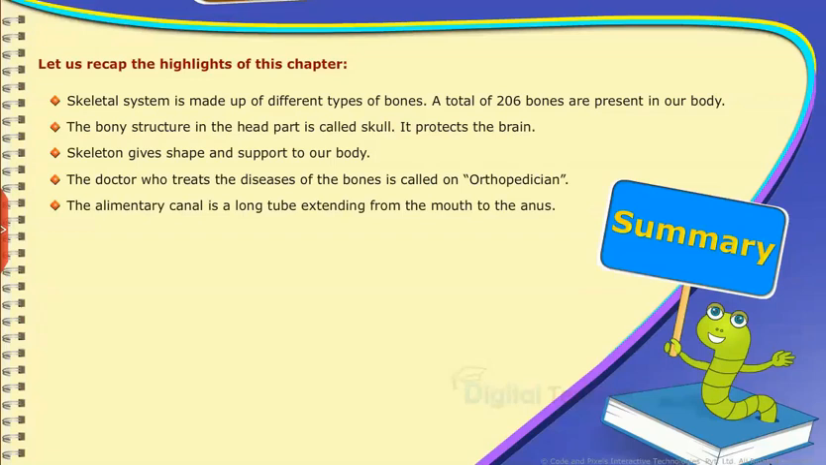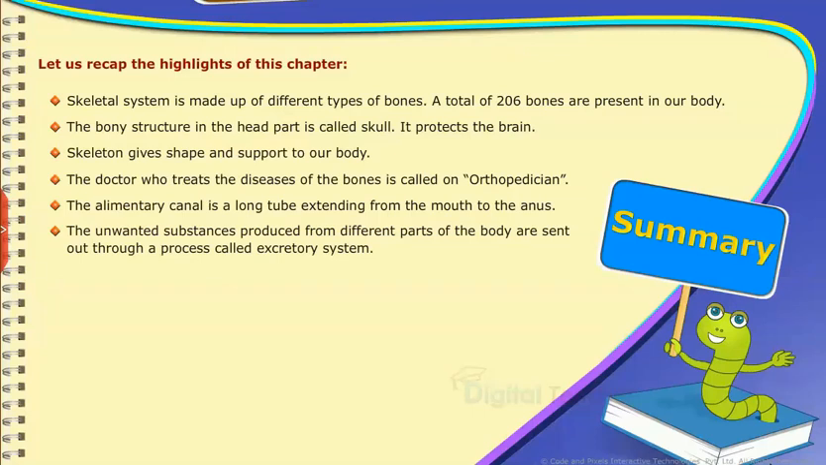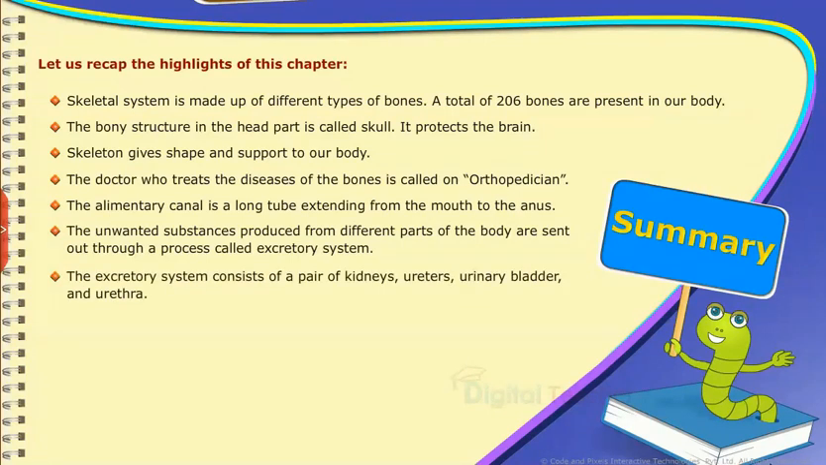The alimentary canal is a long tube extending from the mouth to the anus. The unwanted substances produced from different parts of the body are sent out through a process called excretory system. The excretory system consists of a pair of kidneys, ureters, urinary bladder, and urethra.